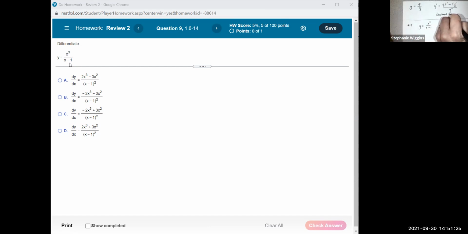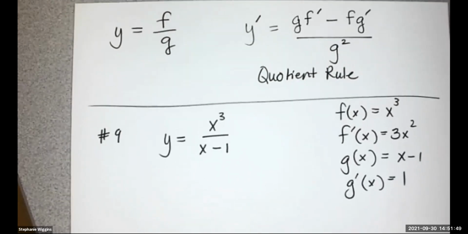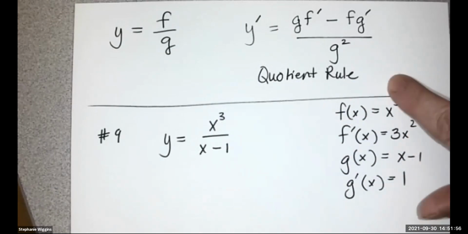So my top function, f of x, is going to be x cubed, and the derivative of that is 3x squared. And my bottom function is x minus 1, and the derivative of that is just 1. Let me stop sharing so you can see that. Okay, so here we go with the quotient rule. Here we have the top function and its derivative, and then we have the bottom function and its derivative. Now we just take all of this and plug it into our formula.